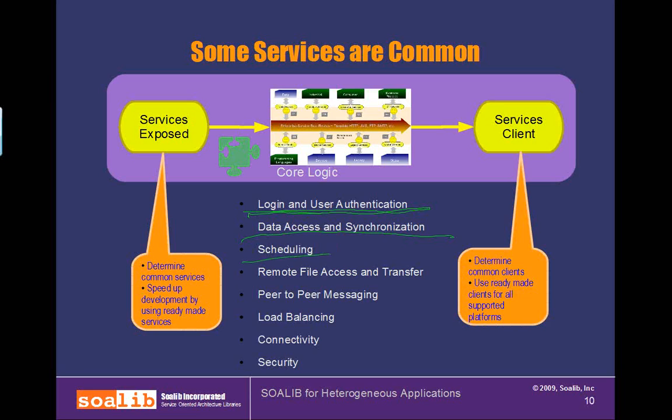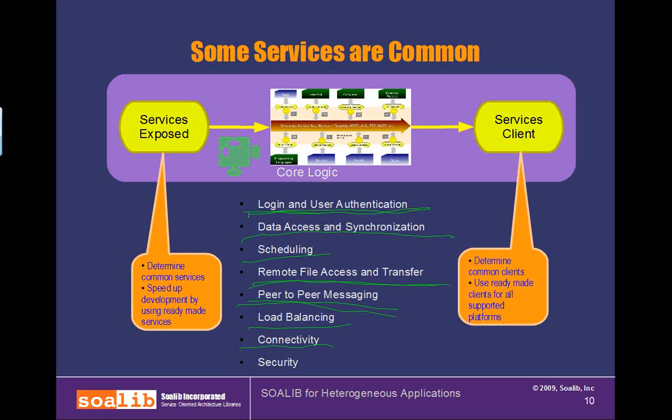That means that if I want to do something periodically, or at a given time, you want to process some information. Remote file access and transfer. For example, I want to access a mainframe or a server file. These are common things that a web service may need. Peer-to-peer messaging: one service likes to contact another service. It's called peer-to-peer messaging. That can be a requirement of one of the services. Load balancing is one of the important areas.